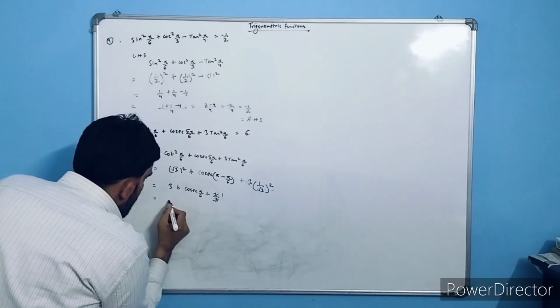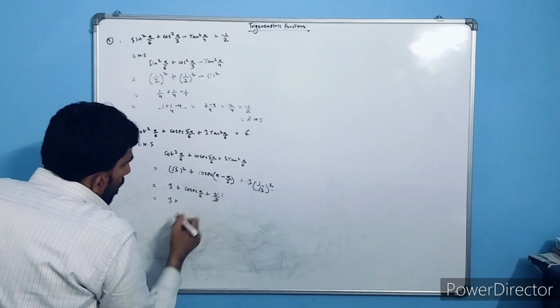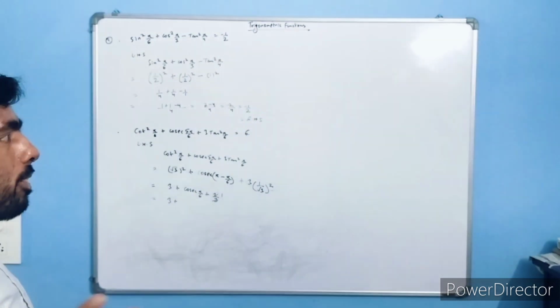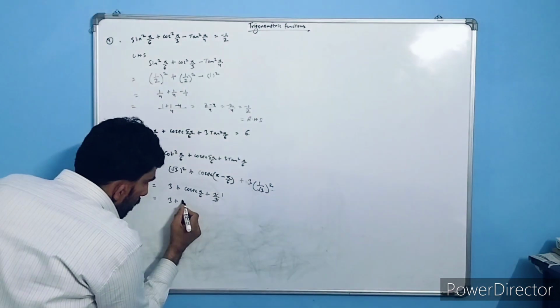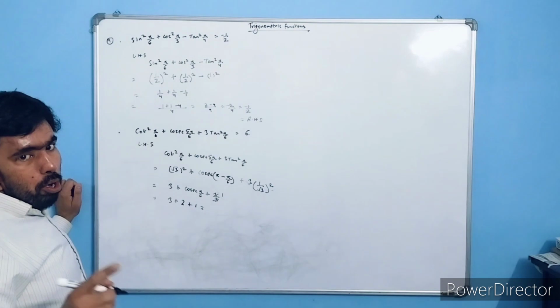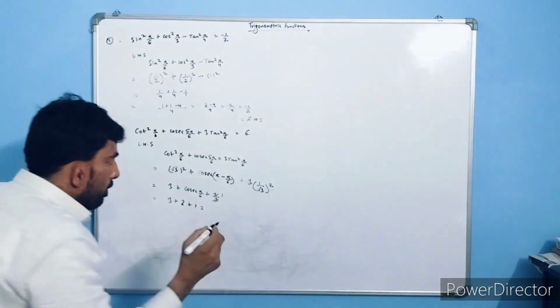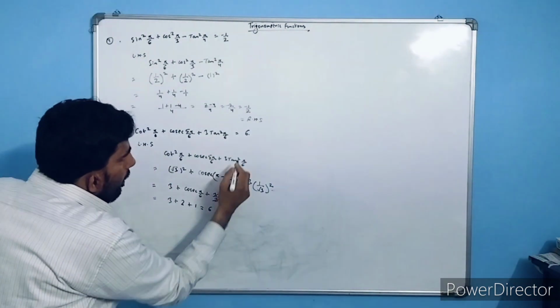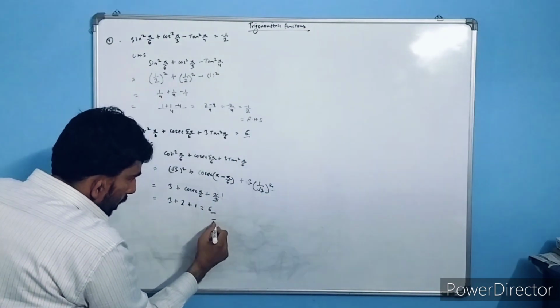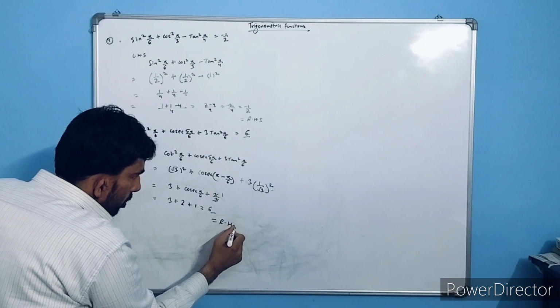1. So now 3 plus, now what is cosec 30? Reciprocal of sin 30. Sin 30 is half. So I will get here 2 plus 1. So what I got? 3 plus 2, 5. 5 plus 1, 6. And what I needed is the RHS. 6 is equal to RHS.